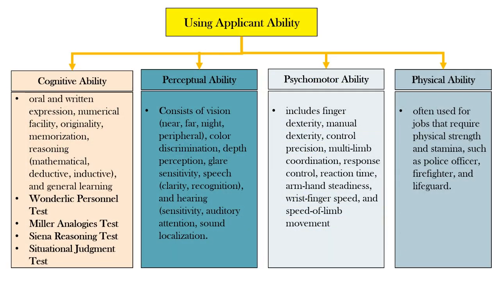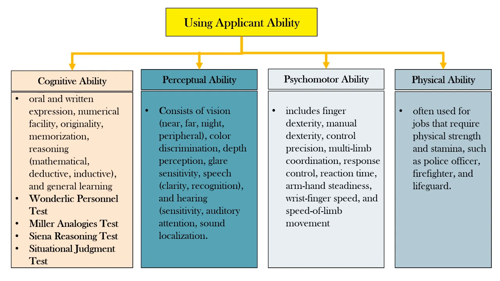We can also check the perceptual ability using other tests, okay? This perceptual ability focuses on vision, color discrimination, depth perception, glare sensitivity, speech, etc. For the psychomotor ability, it includes finger dexterity, manual dexterity, etc. For the physical ability, these are often used for jobs that require physical strength and stamina, such as being a police officer, firefighter, or a lifeguard.